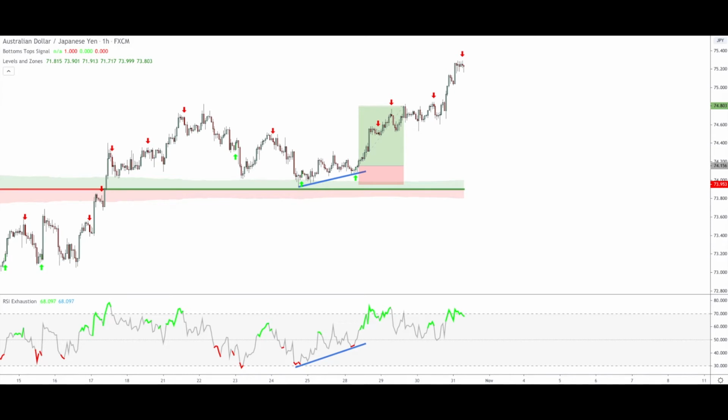Today I'm still on the Australian dollar Japanese yen. We've recently engaged in another trade and we are still using three indicators: the bottom stop signal, the levels and zones, and the RSI Exhaustion. Just the same indicators that we used for this trade, which we had a few days ago.